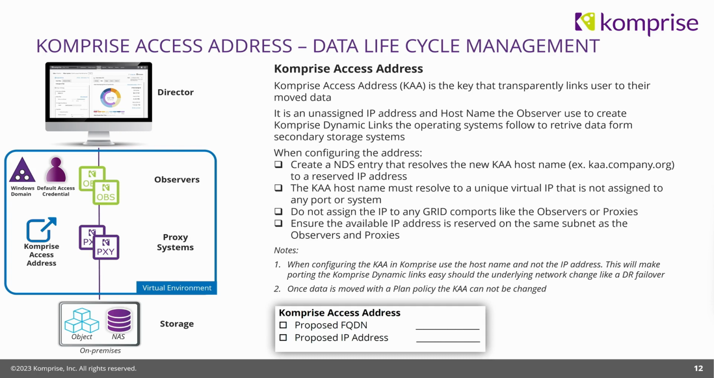To set up the CA, we only need a single DNS entry with a fully qualified name and an unassigned IP address in the same subnet as the observers. The observers will maintain and process requests using this address. Think of the CA as like a shared cluster IP address that's passed among the observers. It's a key component in supporting data lifecycle management and transparently moving data to secondary storage while providing constant access for end users.